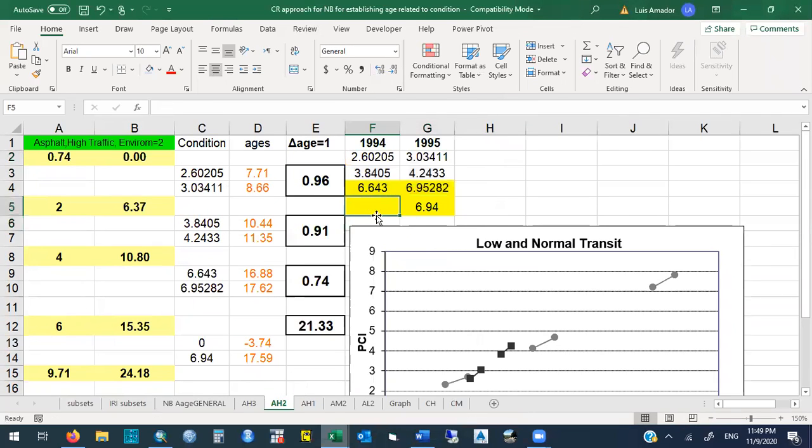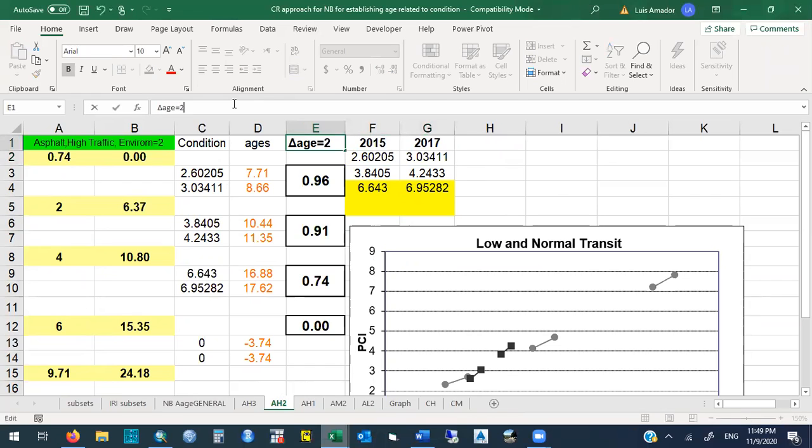I don't have anything here. I need to adjust it because the quality is much worse.